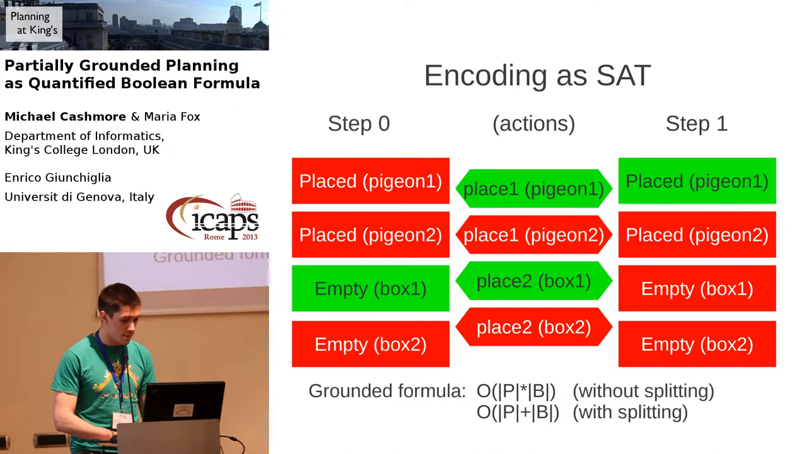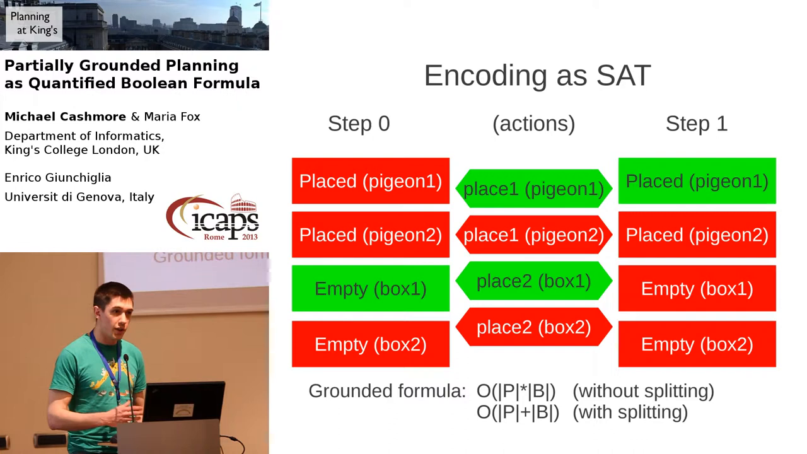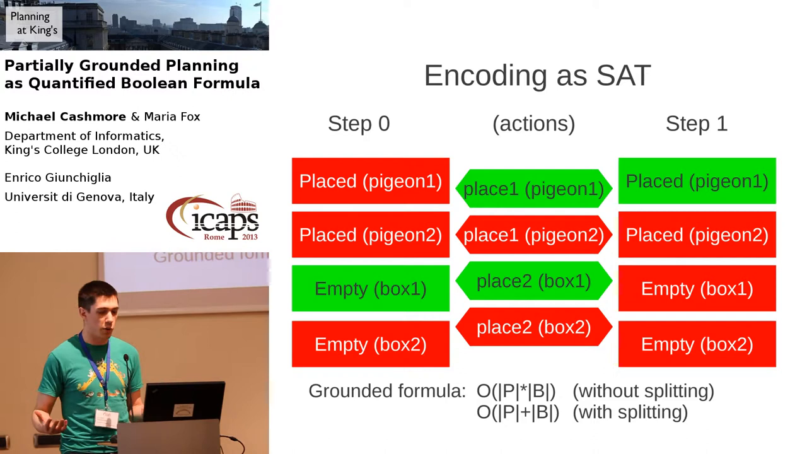So the grounded formula, in this case we have a number of actions, a number of variables, the size of the formula, in the order of the product of pigeons and boxes. If you do split, then that reduces to the number of pigeons plus the number of boxes. But we can do better than this in QBF.